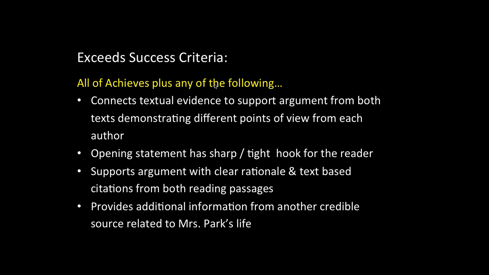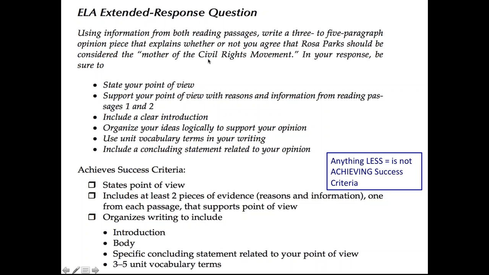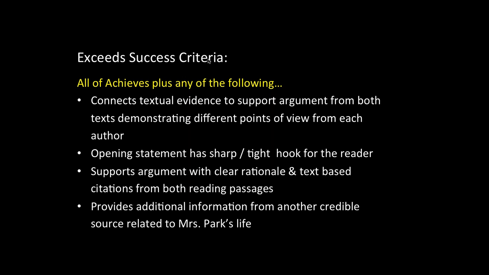So to go above and beyond from the first scoring guide that I showed you a second ago, this one states a point of view, includes 2 pieces of evidence, organizes the writing to include those points. Above and beyond would mean all of the achieves have been met, plus any of these following. They connect specific textual evidence to support their argument from both texts, demonstrating from different points of view from each author, because they were reading 2 different texts, 2 different authors. They're connecting that.